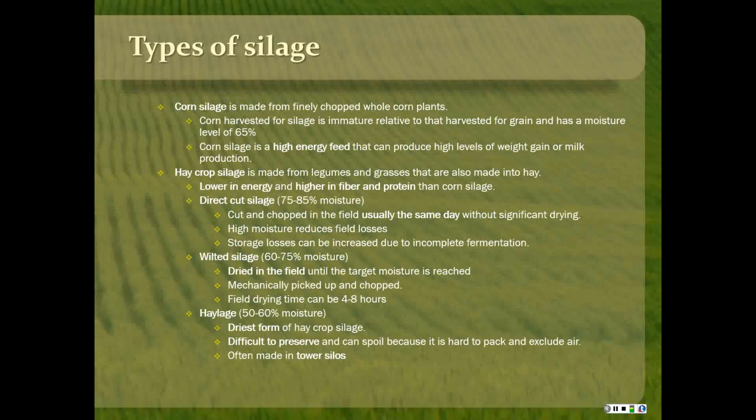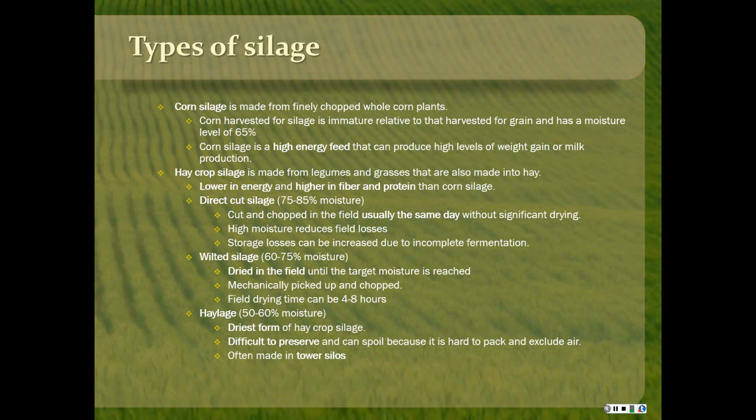And then there are different types of silage, depending on whether it's made from corn or hay. If it's corn silage, it's just finely chopped whole corn plants. And if it's harvested for silage, it's usually immature relative to corn harvested for grain. Moisture level of 60% or more, 65% or more. And corn silage is a very high energy feed that can produce high levels of weight gain or milk production in animals. And then hay silage is made from the same plants that are usually made into hay. It's a little bit lower in energy, higher in fiber and protein.